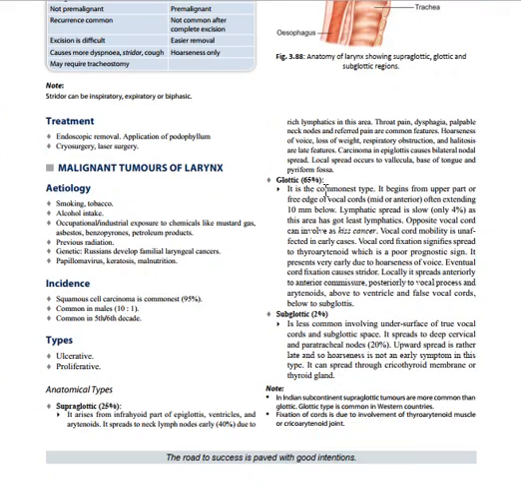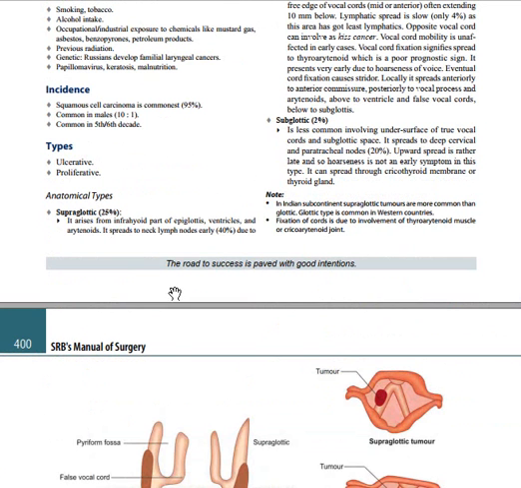Under laryngeal carcinoma, you need to know that the major risk factors are smoking, tobacco, alcohol intake, and occupational elements like mustard gas and asbestos. You have previous radiation, and genetics, like Russians who develop familial laryngeal cancer. I've also realized there are some people in our country with a history of laryngeal carcinoma, so I think it can also be taken as a genetic factor. Already three people in the family had laryngeal carcinoma. So this is also a big topic. You also have papilloma virus, keratosis, and malnutrition.